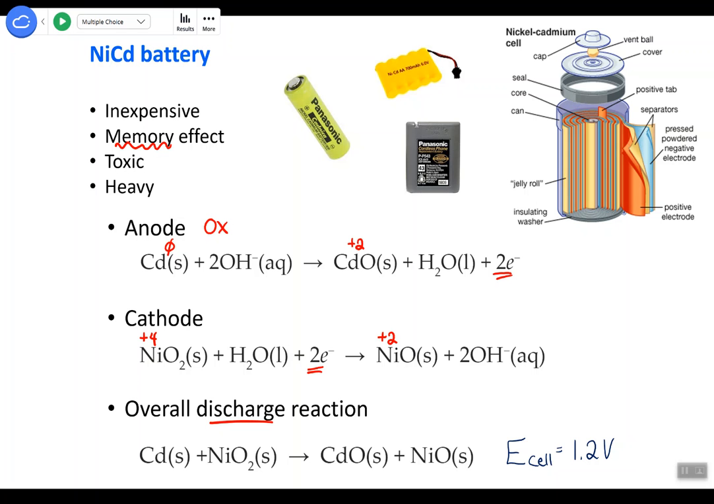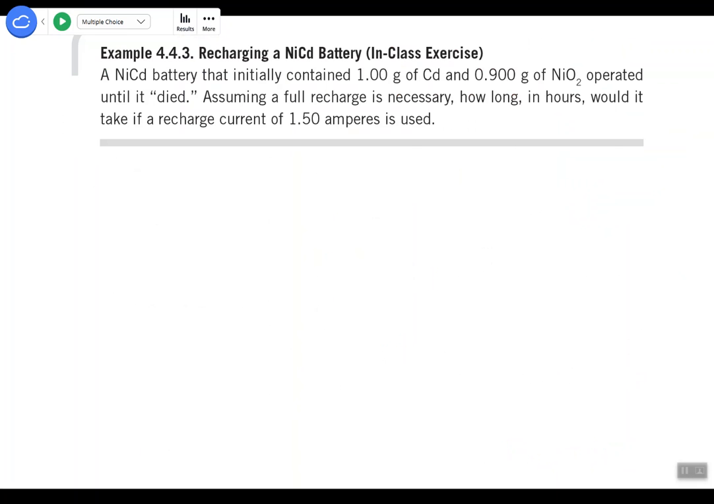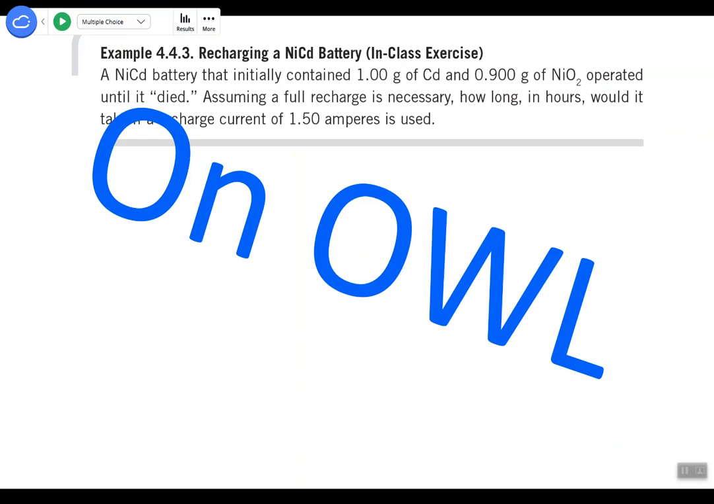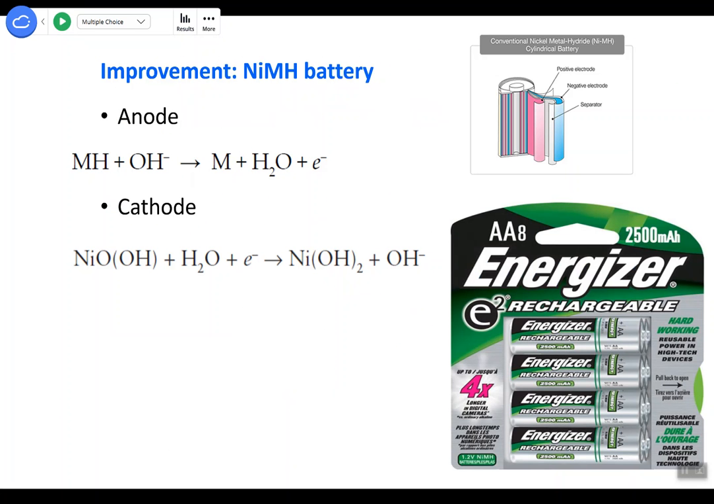So this was really valuable. This was a really great invention, but cadmium is toxic. So it's not really an ideal long-term, large-scale use battery. So what you'll more often see now is the nickel metal hydride battery.